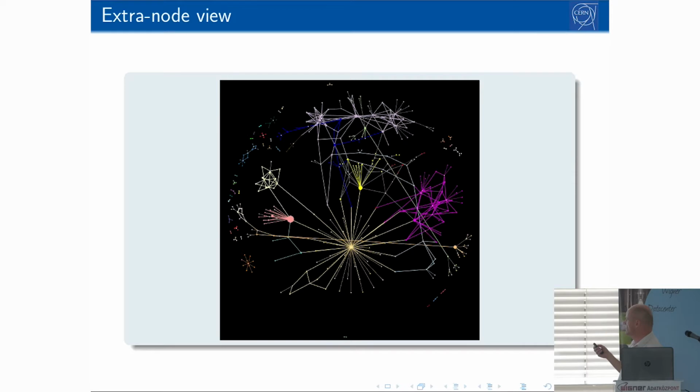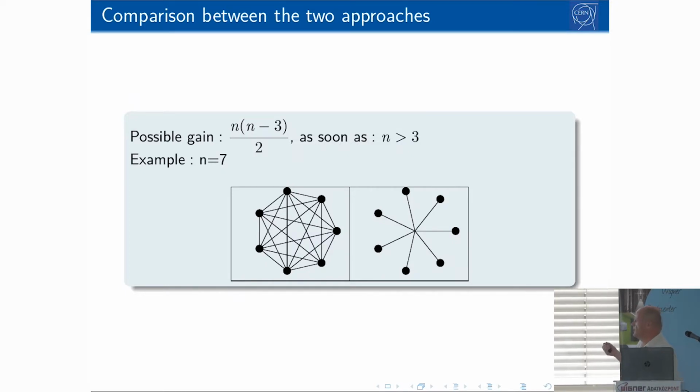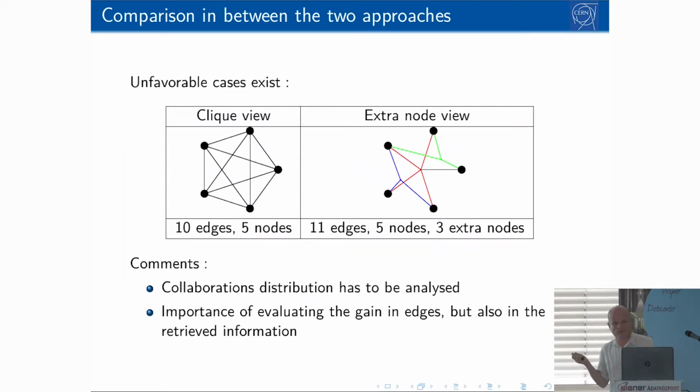The great advantage is that you have less loss of information, because we can see the real collaborations. If one collaboration is inside a bigger set, we will see it in this case, whereas we wouldn't have seen it in the other case. So the possible gain is a factor of (n-3)/2. As soon as n is more than 3, we will gain. But there's an evaluation to make, because there are some unfavorable cases. This has been done, and we have shown that with our data, most of the time we gain, and we gain a factor of 3 in edges. So that should make nice results.